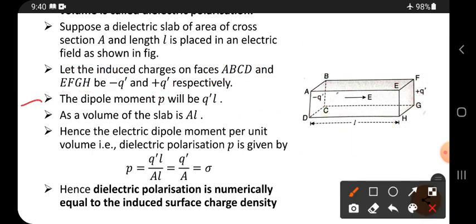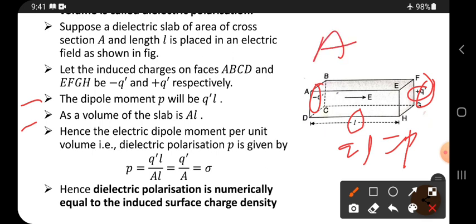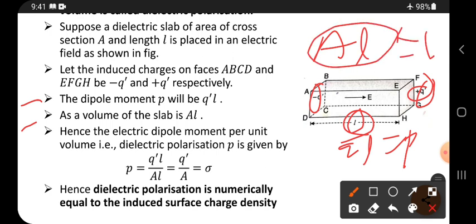The dipole moment will be Q dash L. As I just explained, the dipole moment is the distance between two opposite charges times the magnitude of charge. The magnitude of charge is Q dash and the distance is L, so that is the dipole moment P. The volume of the slab is AL: its area is A and its length is L, and the product of area and length is the volume.